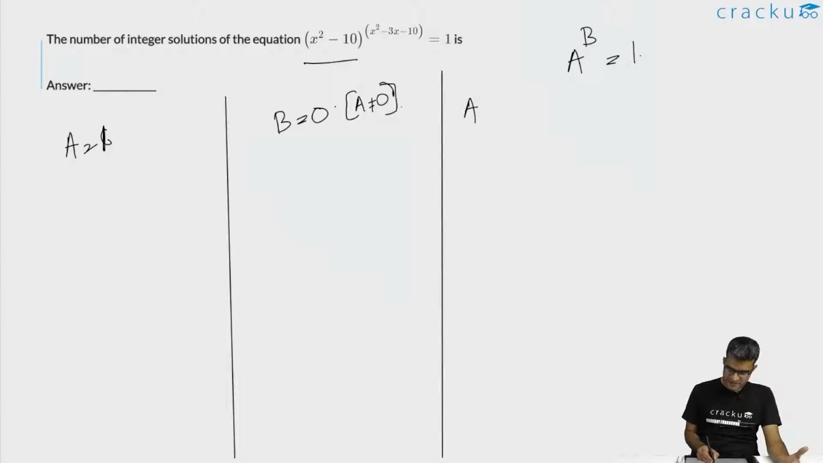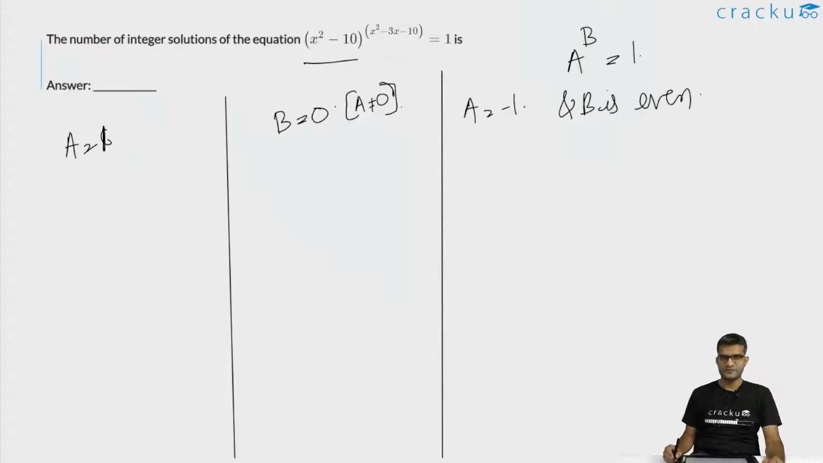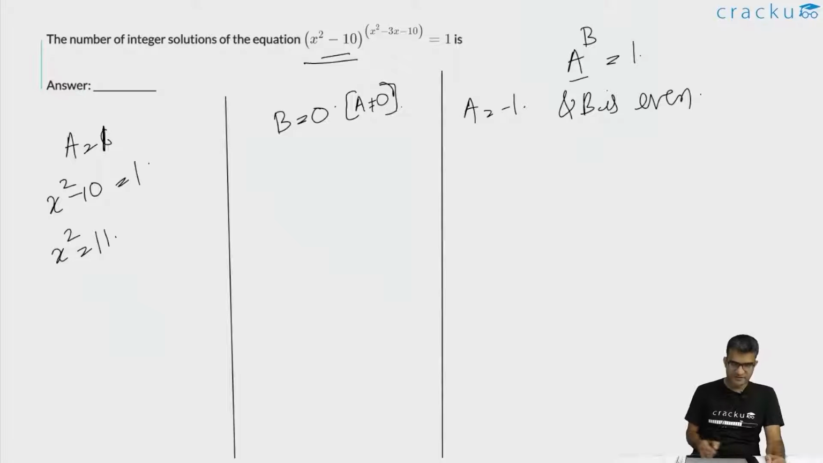And the third case is that a is equal to minus 1 and b is even, because minus 1 to the power any even number is equal to 1. Let us consider the possibilities for each of the three cases in this particular question. If a is equal to 1, then x square minus 10 is equal to 1, or x square is equal to 11. This is not possible because we are only looking for integral solutions, so we'll ignore this.